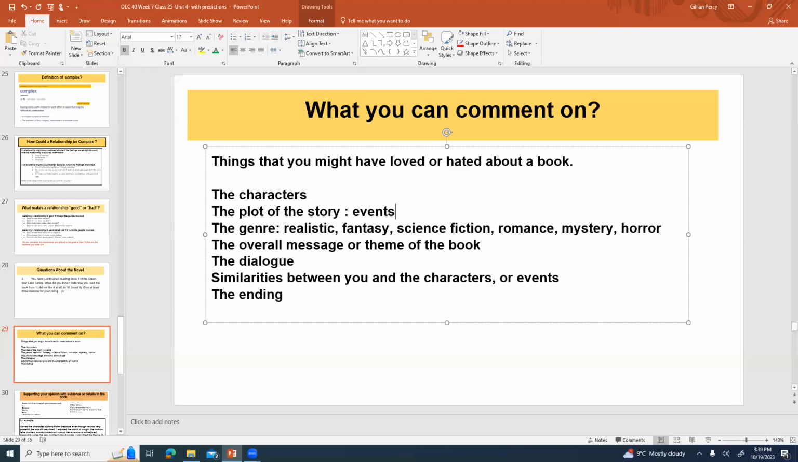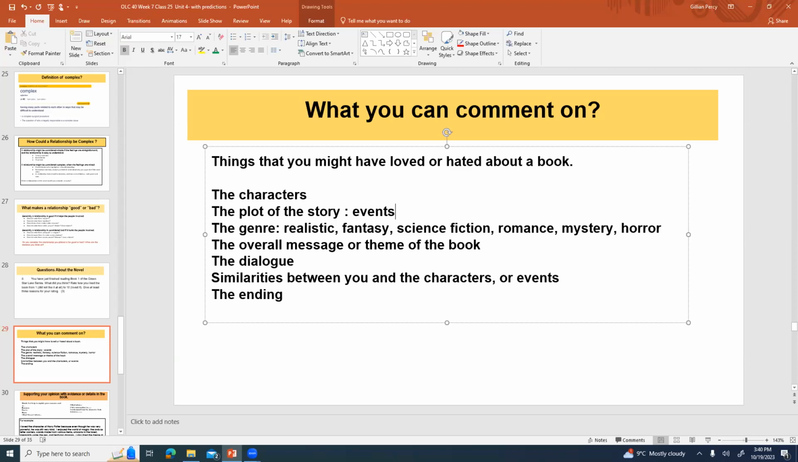So there's all sorts of messages, right? Friendship is amazing. True love always wins. The good always wins. There's all sorts of different kinds of messages or themes in a book, right? What did you think the overall message or theme was? And did you like it? Was it uplifting or enjoyable to you?